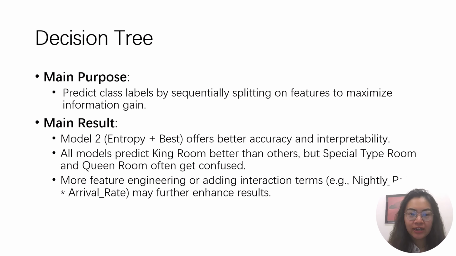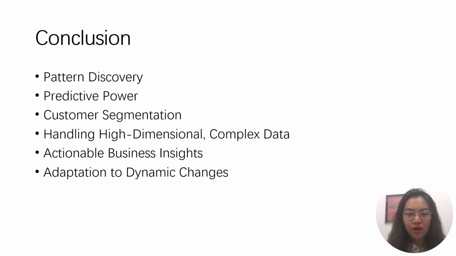And the decision tree predicts the class label by sequentially splitting on features to maximize information gain. The main result we got here is that entropy plus best split offers better accuracy and interpretability, and all models predict king room better than others, but special type room and queen room often get confused. More feature engineering or adding interaction terms may further enhance the results. So that's basically what we learned in this project.